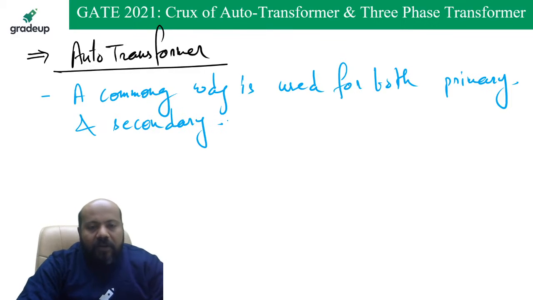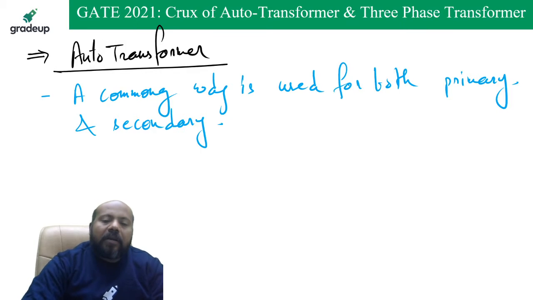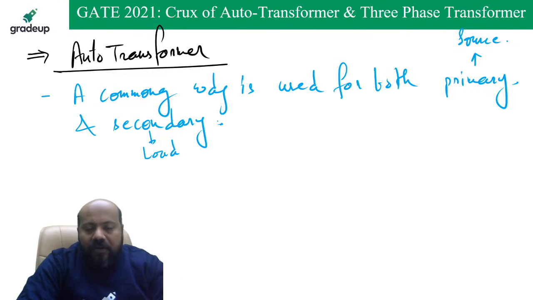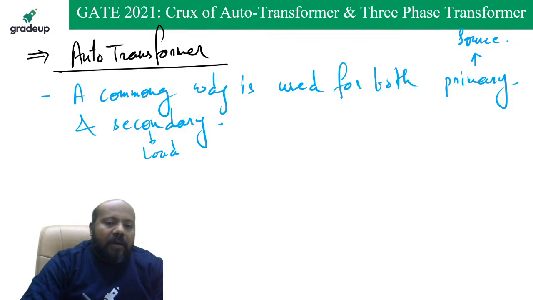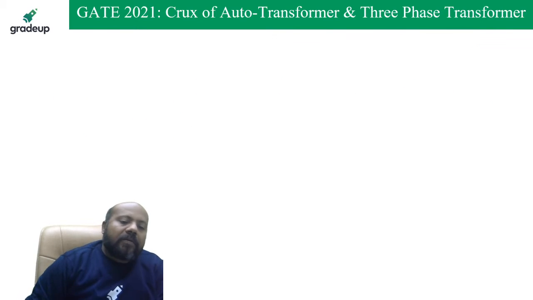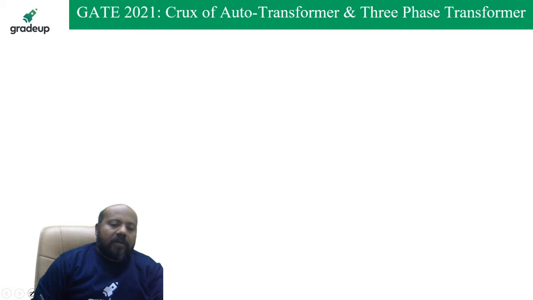What is the convention of saying primary and secondary terminal? Primary side we are going to connect the source generally, and secondary side we are going to connect the load. In case of auto transformer, we are using just one single winding, a common winding for both primary and secondary terminal. This is the most unique feature of auto transformer, which makes it different from a two-winding transformer.